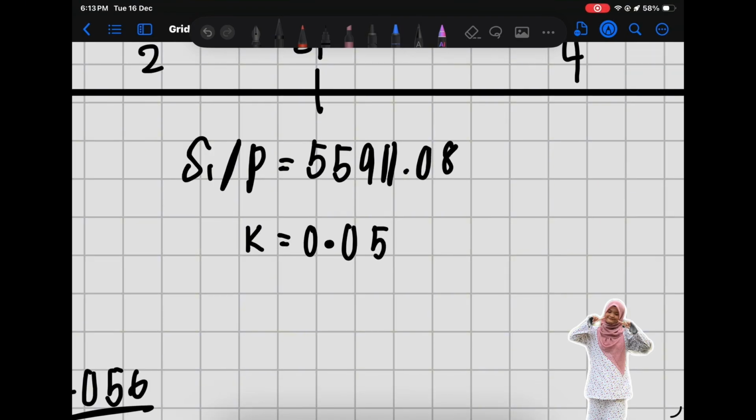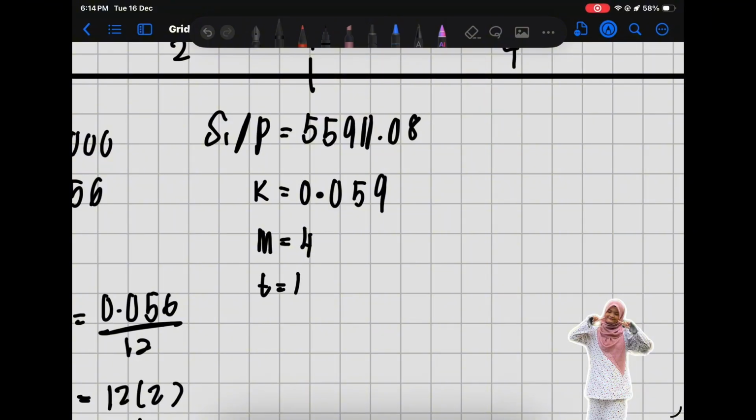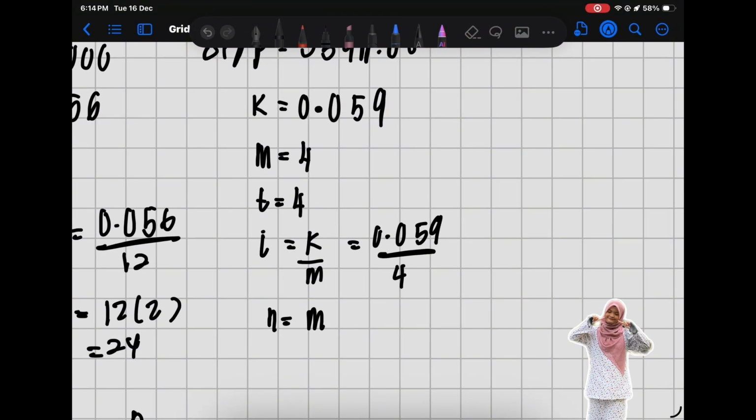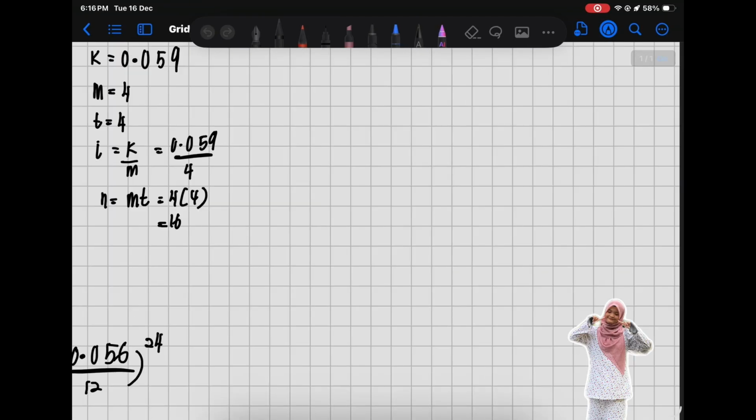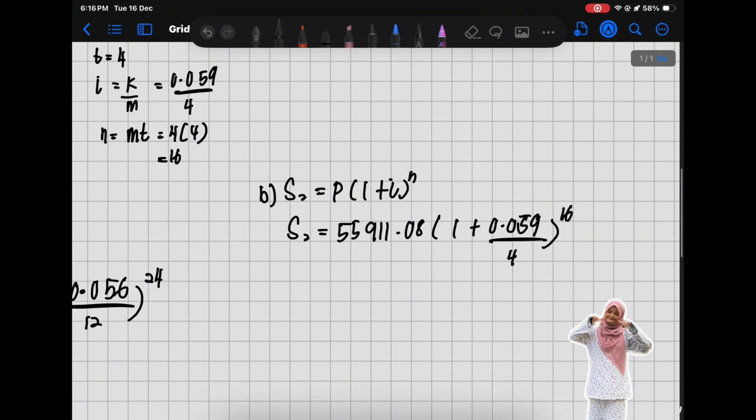K is 0.059, M is 4 because quarterly. T is 4, I is K over M, which is 0.059 over 4, N is MT, which is 4 times 4. It's time to calculate. The formula is the same as question A, which is S equals P bracket 1 plus I bracket power N. S2 equals 55,911 ringgit 8 cents bracket 1 plus 0.059 over 4 bracket power 16. The answer is 70,671 ringgit 26 cents.